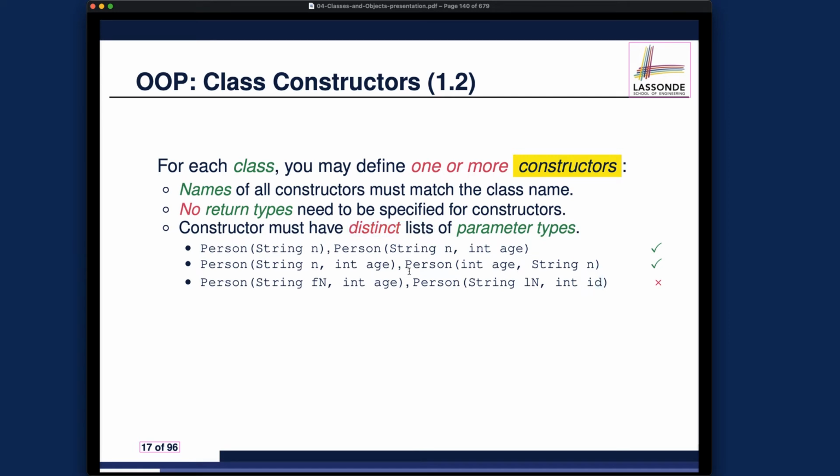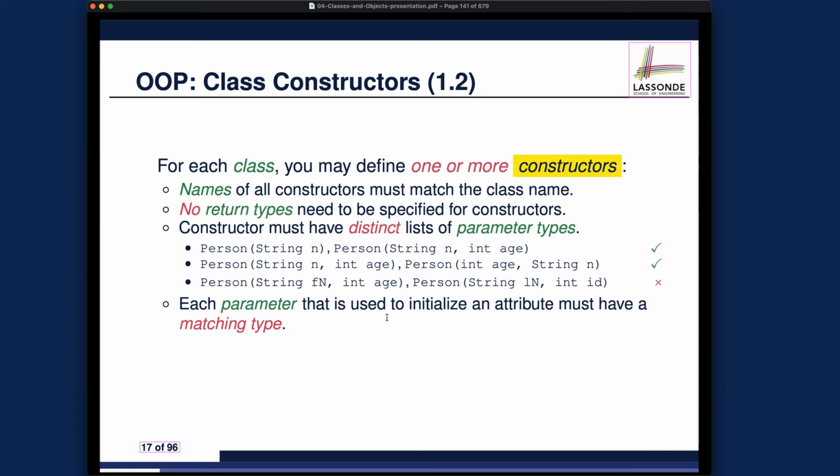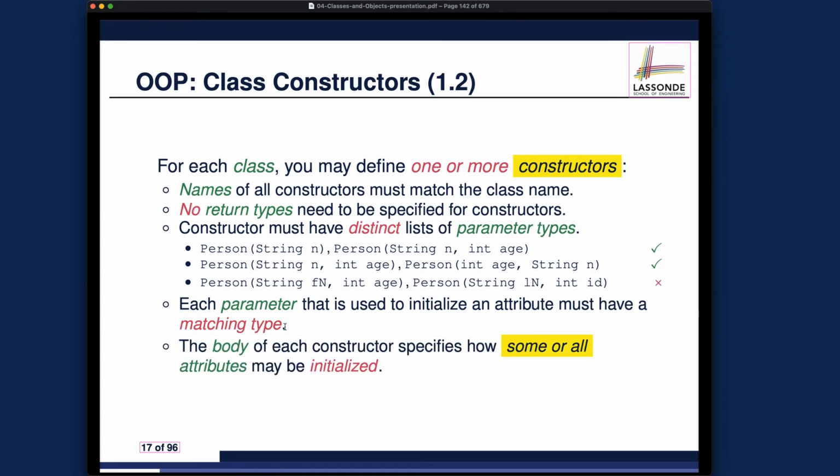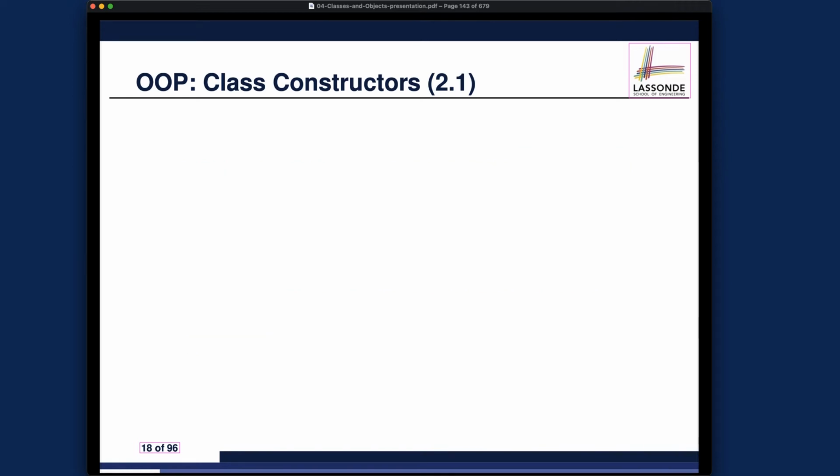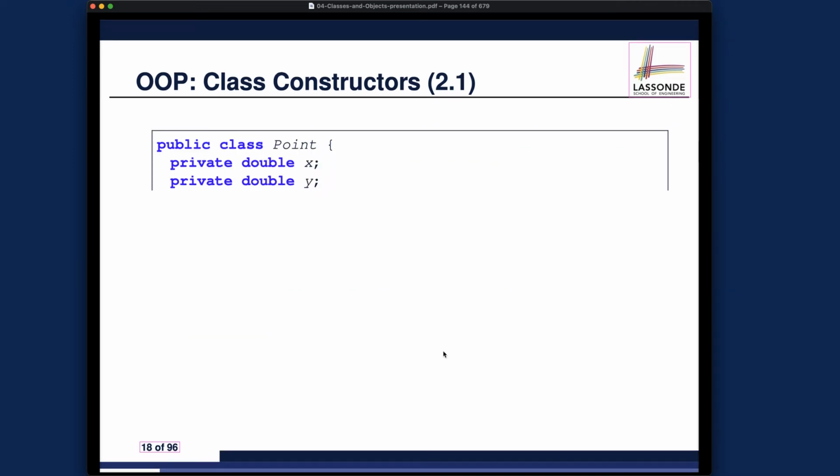All right. Each parameter is supposed to initialize an attribute, right? You can use the parameter for that purpose, and it must have a matching type. We'll see some examples later. The body of the constructor should specify how some or all attributes may be initialized. Let's consider an example here. Say for the point class, we have two versions of constructors. In version number 1, we're going to initialize both x and y using the two parameters. For now, I simply chose names for the parameters that do not clash with x and y. That means in the body of the constructor here, I do not need to use the this keyword, right?